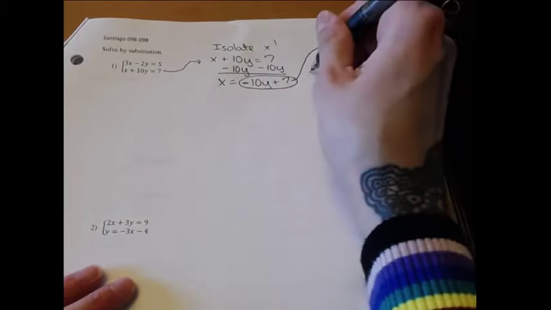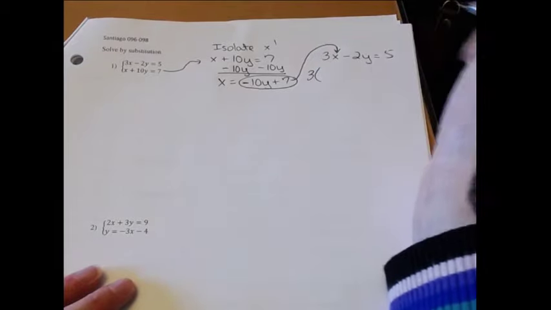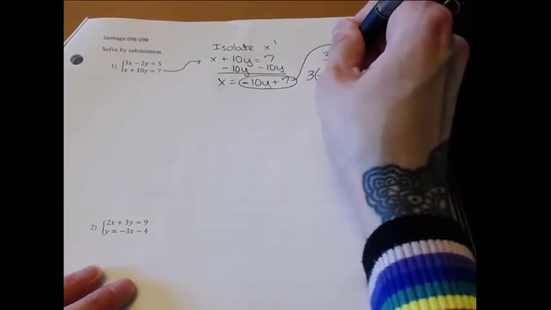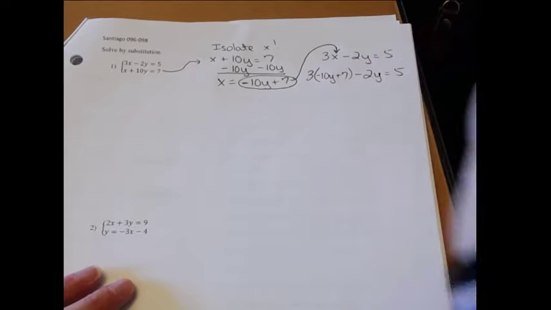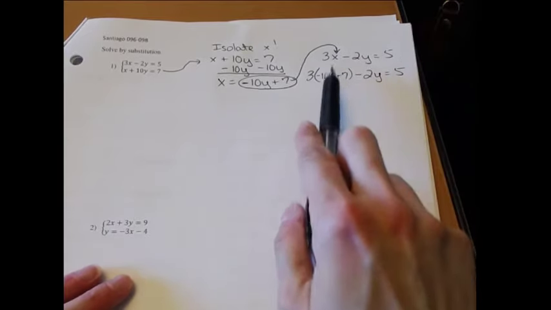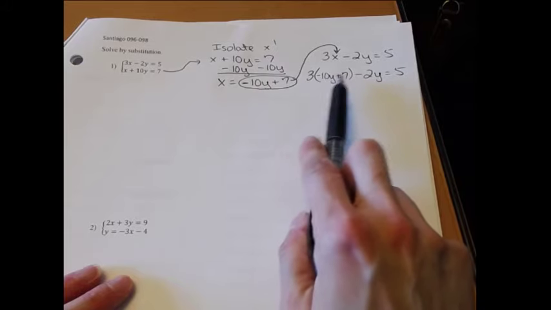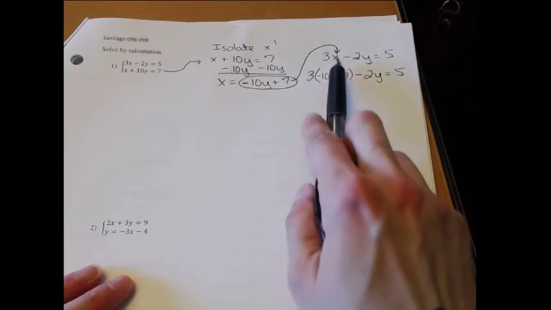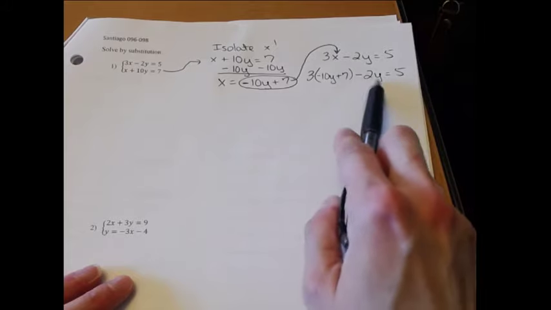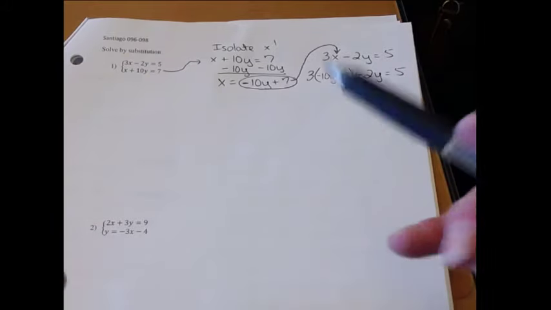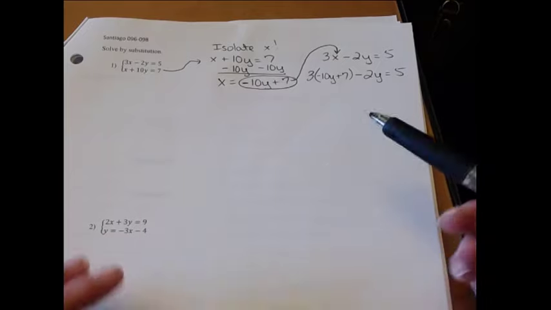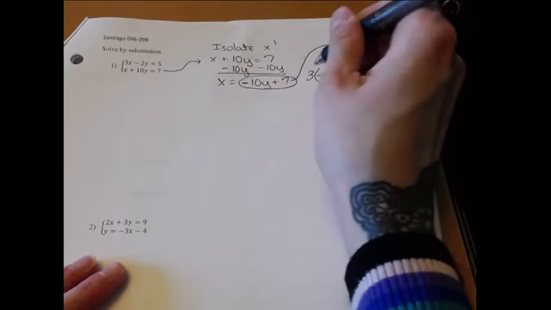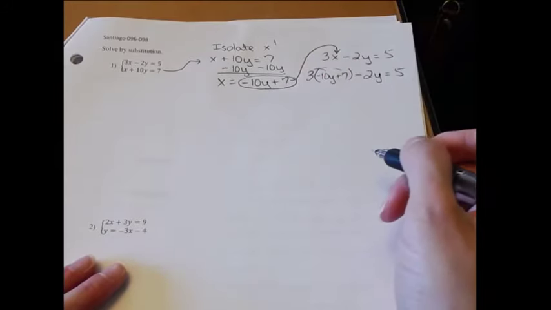Rewriting this, I get 3 times, make sure you have parentheses there, negative 10y plus 7 minus 2y is equal to 5. Do you see how only x was replaced with a negative 10y plus 7? But every other part in the equation remained exactly the same? Good. That's what you're looking for. You simply want to make a substitution. Now we're going to solve. Remember, you must distribute to drop parentheses.